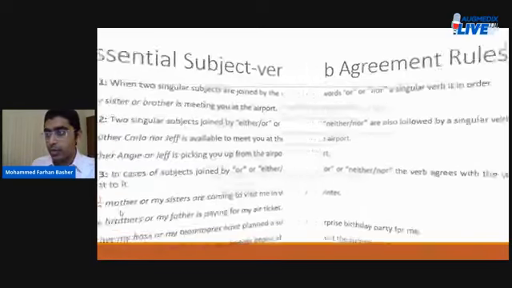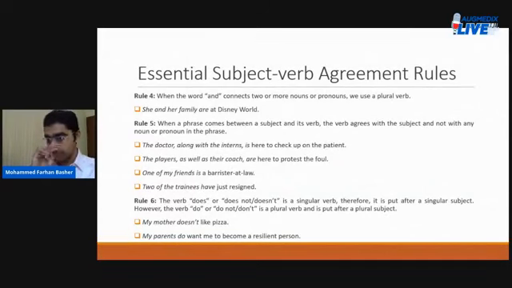Moving on to the next slide, we have more rules. So rule number 4. What do we have with rule number 4? When the word and connects two or more nouns or pronouns, we use a plural verb. This is very straightforward. Whenever the word and is joining two subjects or two nouns, the entire noun phrase becomes plural. Therefore, you have your subject as plural, therefore the verb must be plural as well. So she and her family are at Disney World.